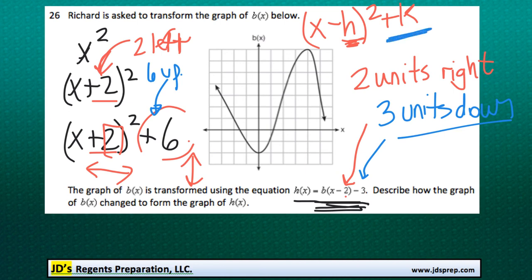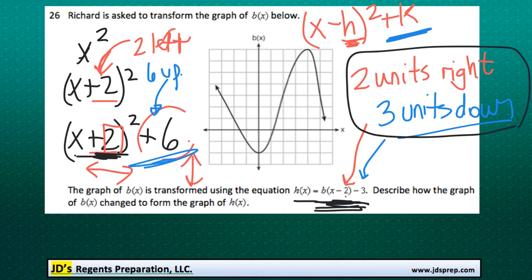The k term, this number outside the brackets, if it's positive, it's moving up, negative moving down. But the x term inside the brackets, the constant beside the x, if it's being added, it's actually moving to the left. And as we saw in this example here, if it's being subtracted, it's actually moving to the right. So that's all we need as an explanation for this question.